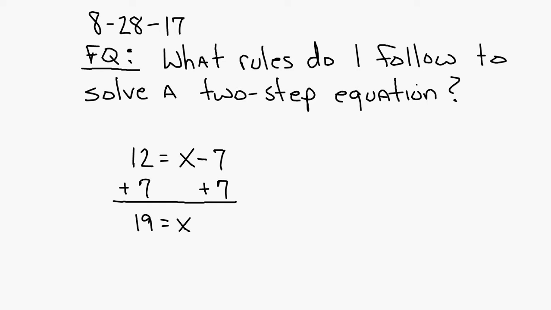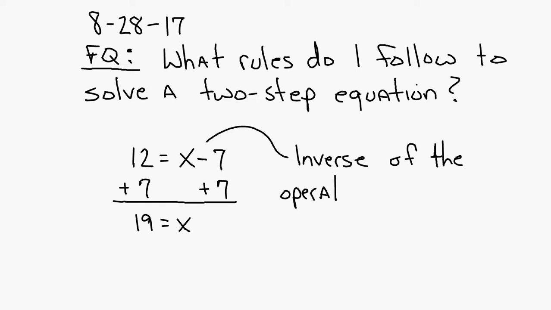All right? You were performing the inverse of the operation on the variable. So if the variable was being subtracted from, the inverse of subtraction is addition, and you added 7 to both sides. Agreed? Okay.